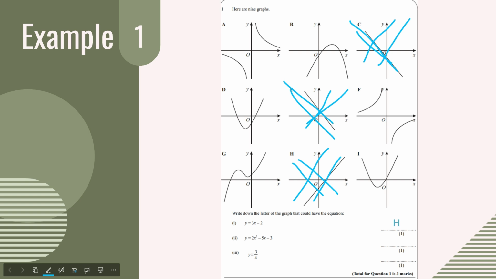Now in our second one, y equals 2x squared minus 5x minus 3, we know that it's going to be a quadratic graph. So let's get rid of this cubic graph. We know it can't be this. And then we're looking at d, i, and b here. We know it's not b, as it's not negative 2x squared, so we can get rid of that. And now we look at d and i.